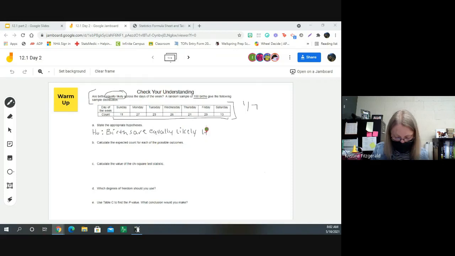That we're going to assume is true, I guess. That's what's claimed. What do you think the alternative would be to that? So the original claim is they are equally likely. Kai, what do you think the alternative might be? They are not equally likely, yeah.